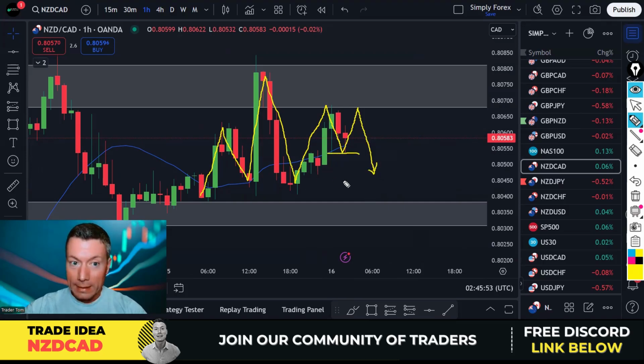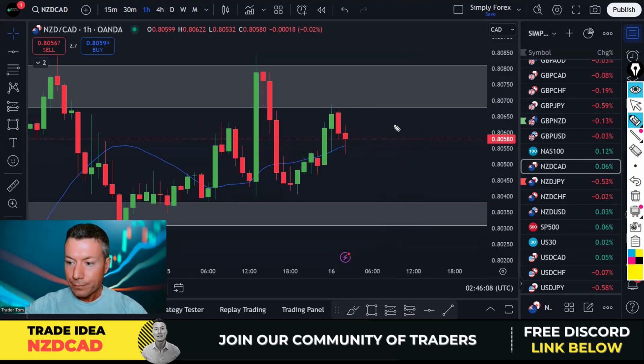Then we could trade this a little bit earlier, trade it more aggressively on the H1 and start selling from here, stops above here, but then we still want to see that level broke as well. All right, so New Zealand dollar, Canadian dollar sells.